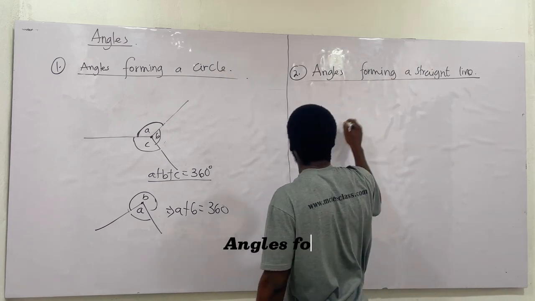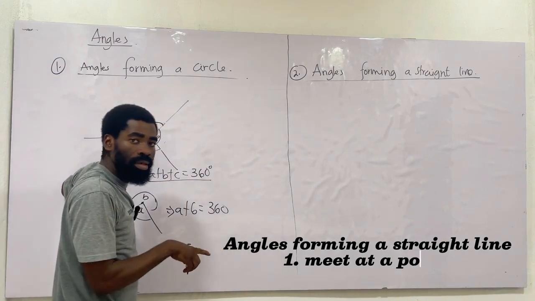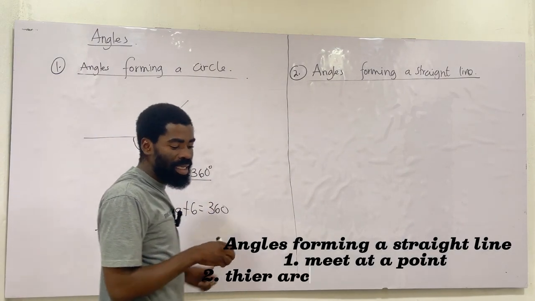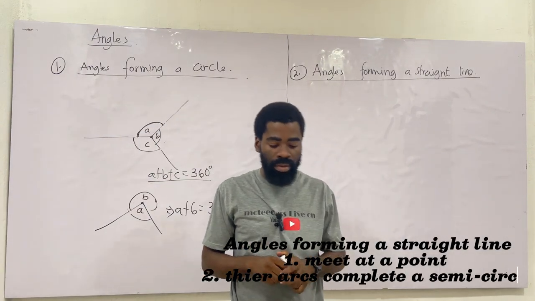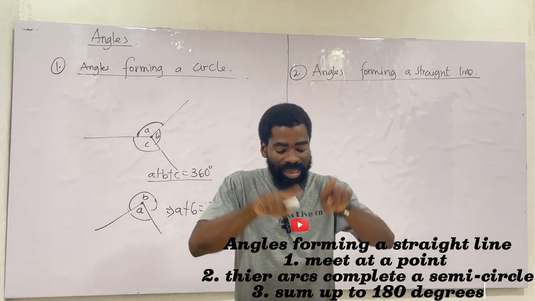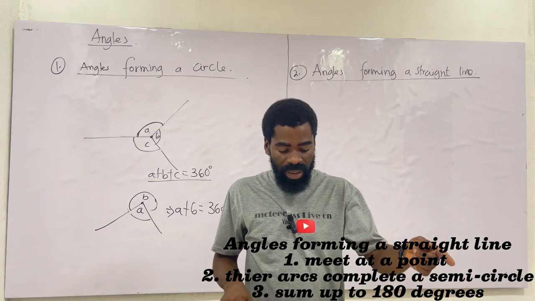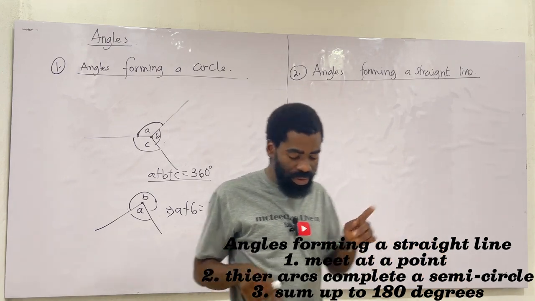So this time, what are the things? The angles once again must meet at a point. Then this time their arcs must give us half a circle. You get the point I'm making here? Their arcs will form a semicircle instead of a circle.